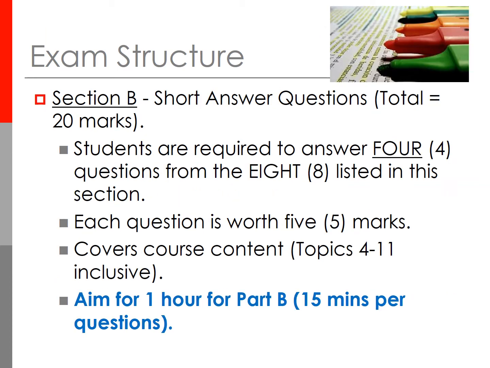Section B consists of short answer questions, a total of 20 marks. Students are required to only answer 4 questions. So you'll get a possible 8 questions. You only need to choose 4. Each question is worth 5 marks, and the content of these questions are from topics 4 to 11 inclusively. Again, aiming for about 1 hour for part B, which is about 15 minutes per question.